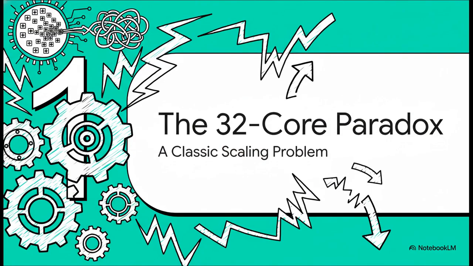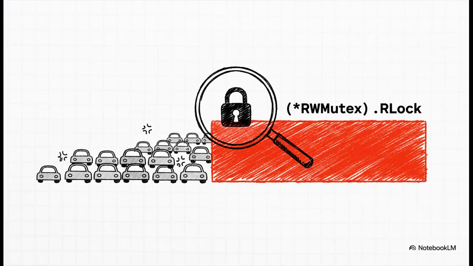So let's call this first part what it is, the 32-core paradox. It's this classic scaling problem that so many engineers run into. You add more power, you get more processors, but for some reason, the performance actually gets worse. Let's break down exactly why that happens. So you pop open a CPU flame graph, that tool that shows you where your program is spending all its time, and bam, there it is, the smoking gun. A huge chunk of that time is being wasted inside a read-write mutex. This is our first big clue. The very thing that's supposed to be managing all this concurrent access is actually causing the traffic jam.